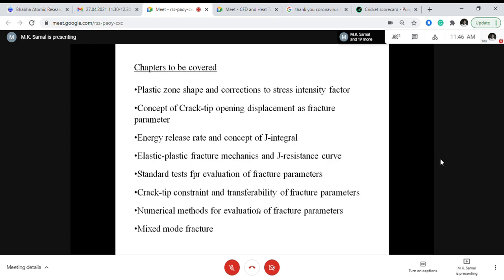Okay. So Irwin's correction also he must have taught you, right? Irwin's plastic zone correction. Irwin's concept, Griffith concept. Sir, only Irwin's, I guess, sir, not the Griffith. Okay.